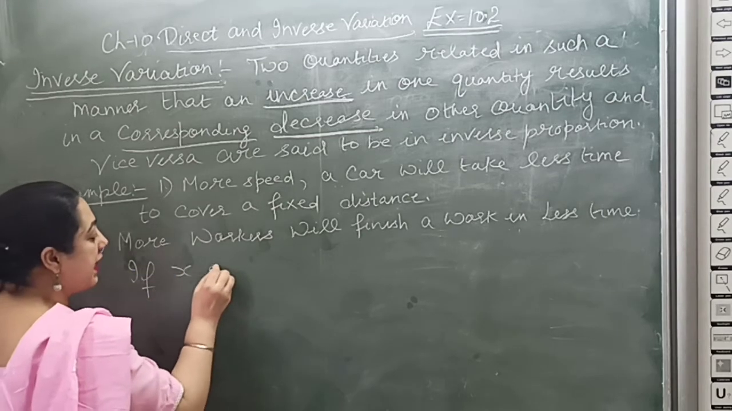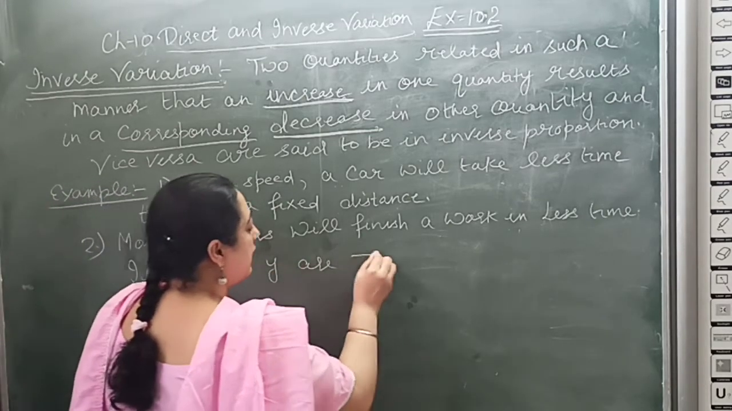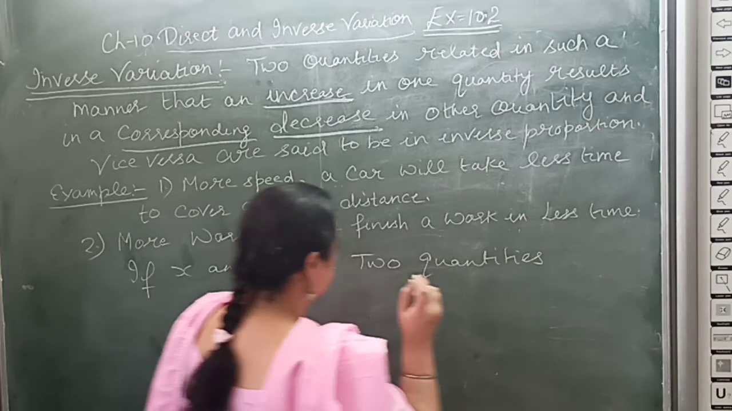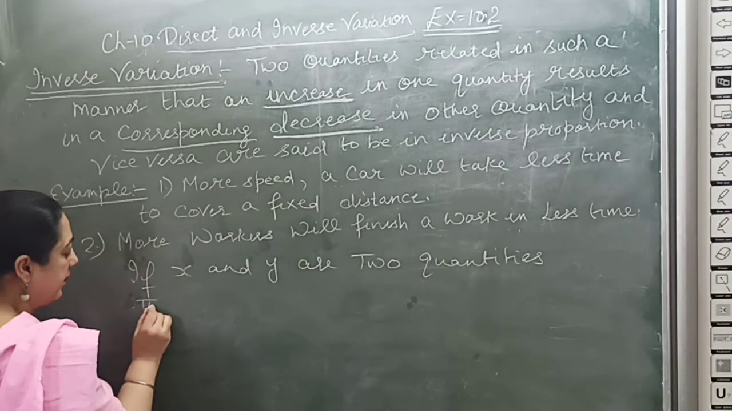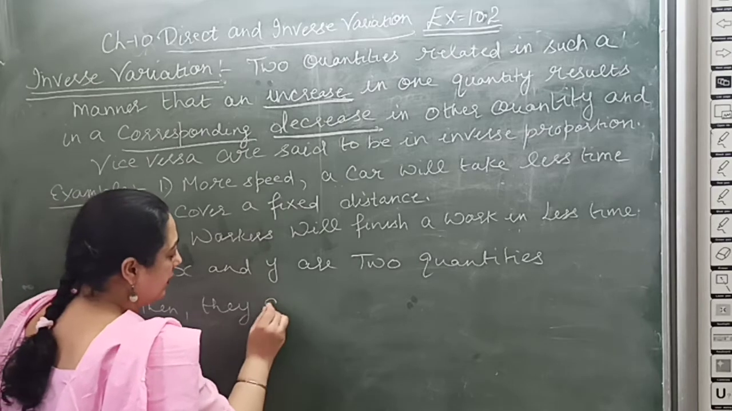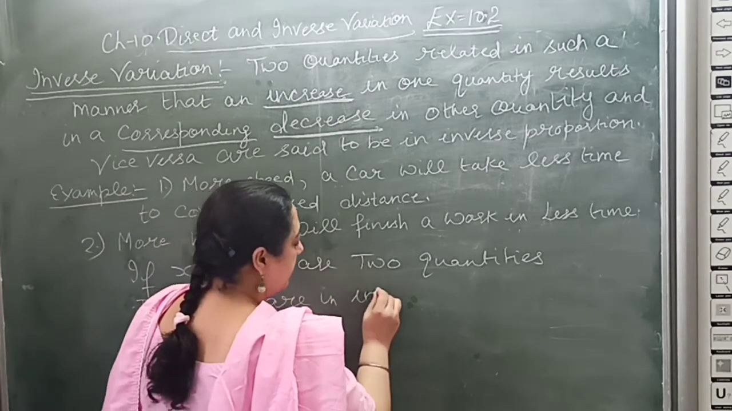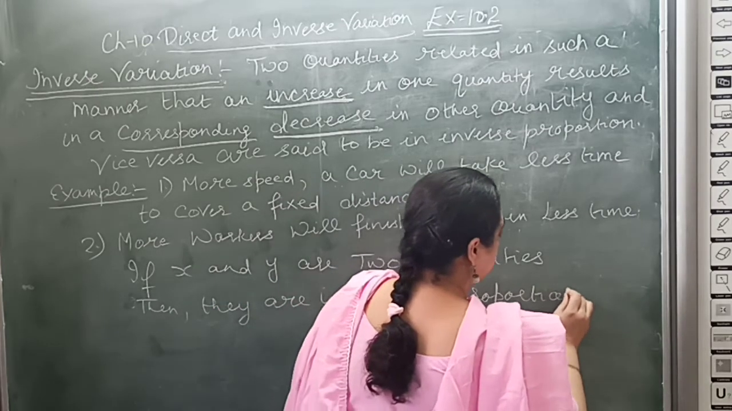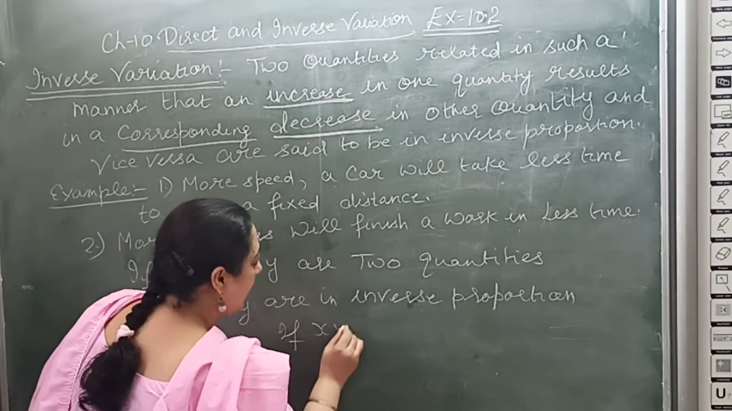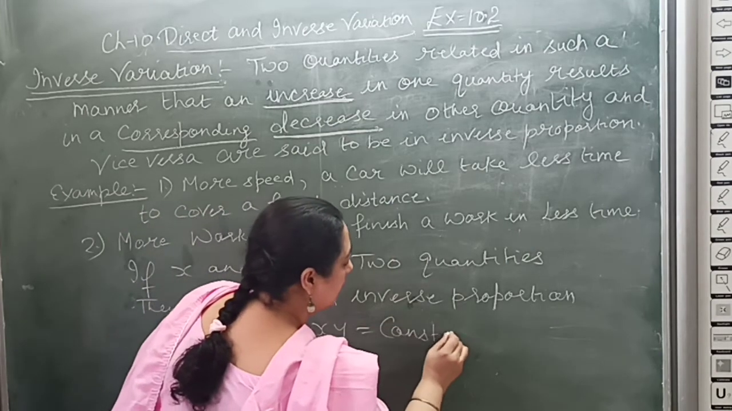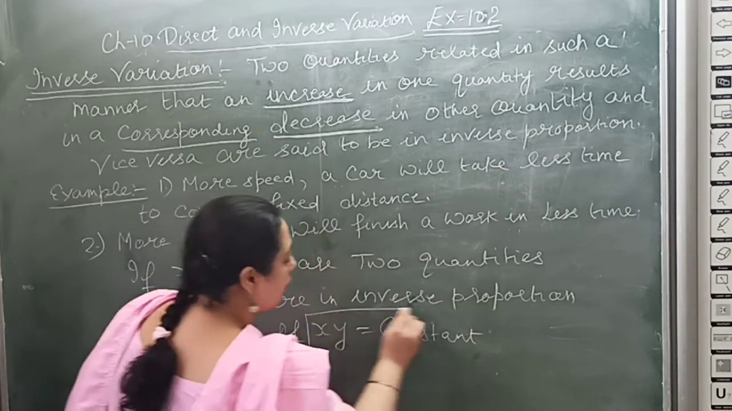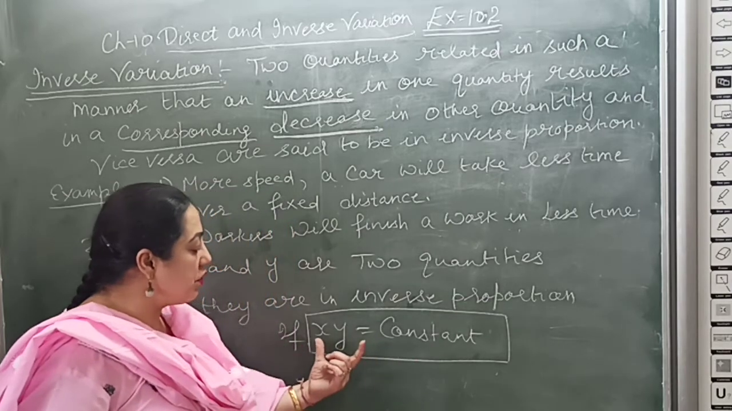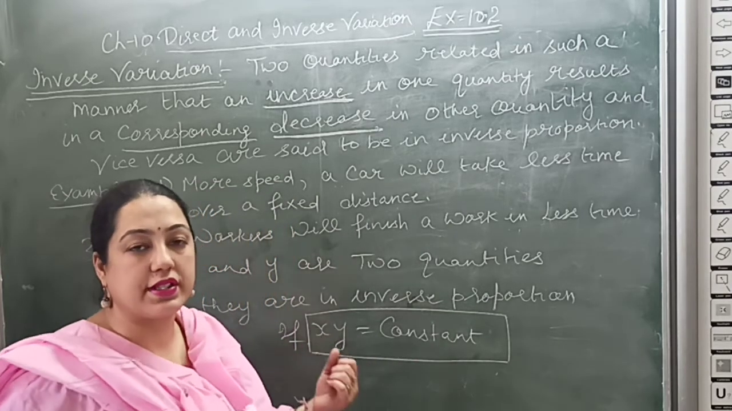Here, if x and y are two quantities, then they are in inverse proportion if xy is a constant. Now here xy is a constant, right? You have to make use of these things in order to solve the sums of exercise 10.2.